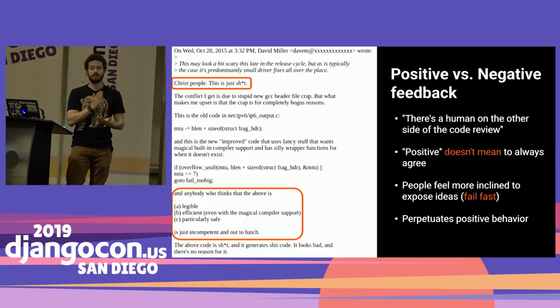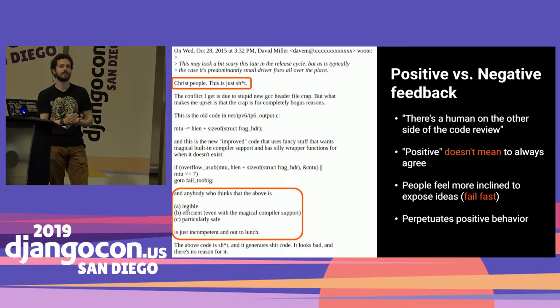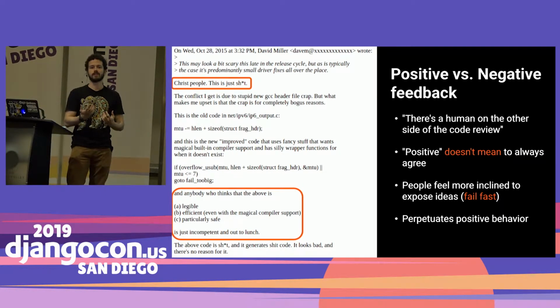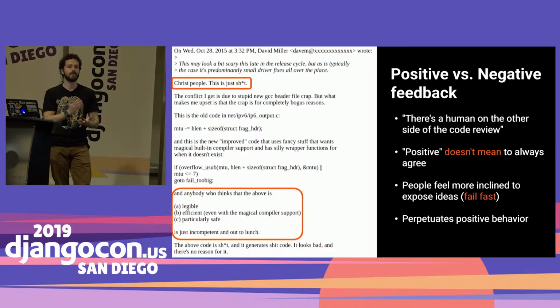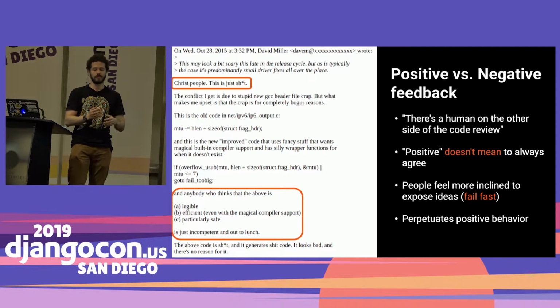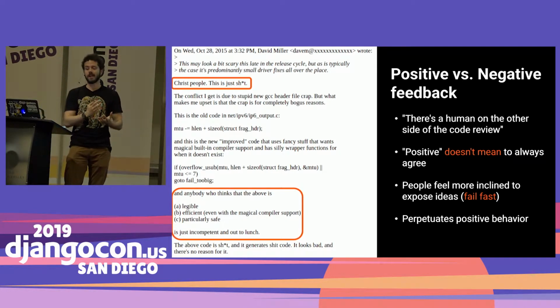You should also remember that positive feedback doesn't mean to always agree with the person. You can disagree with the person while giving positive feedback. When you give positive feedback, people feel more inclined to expose ideas, and because they know that they won't be judged, it brings the idea of the fail fast way of thinking.